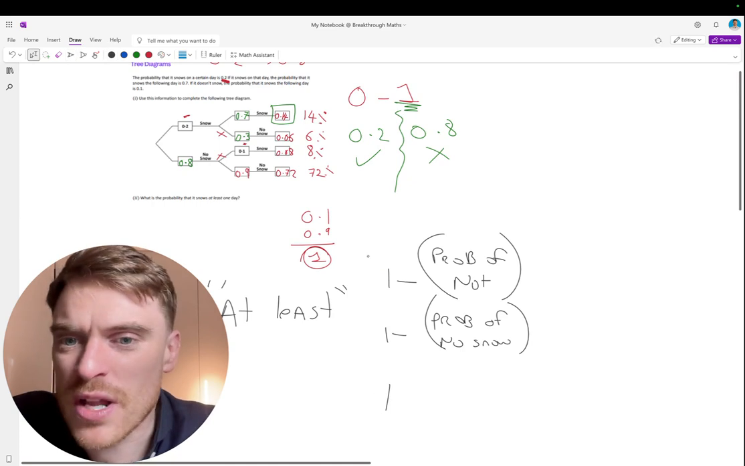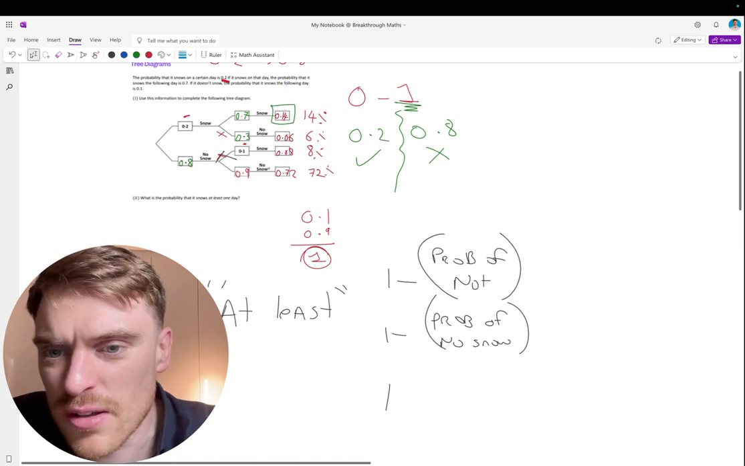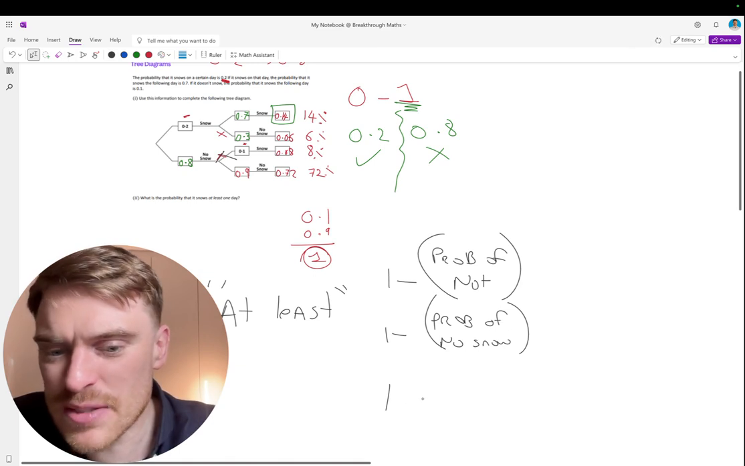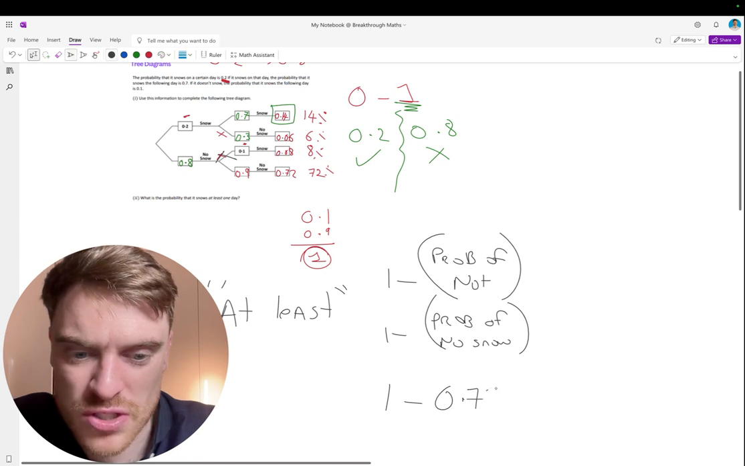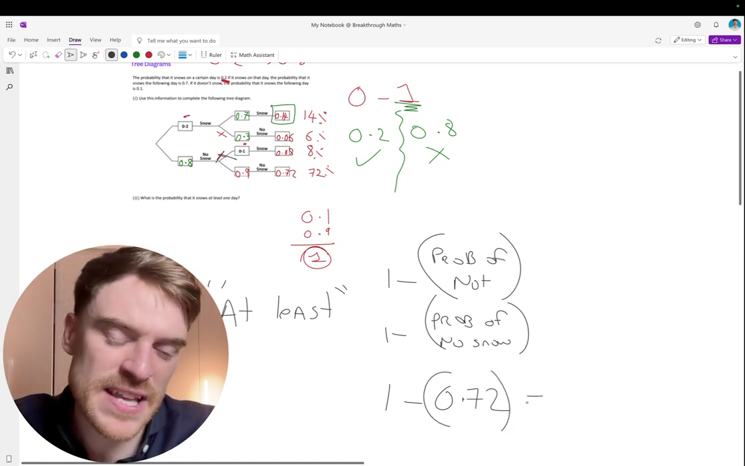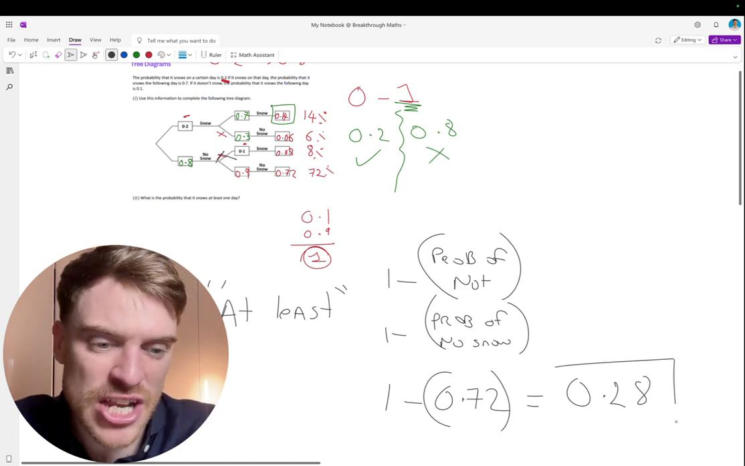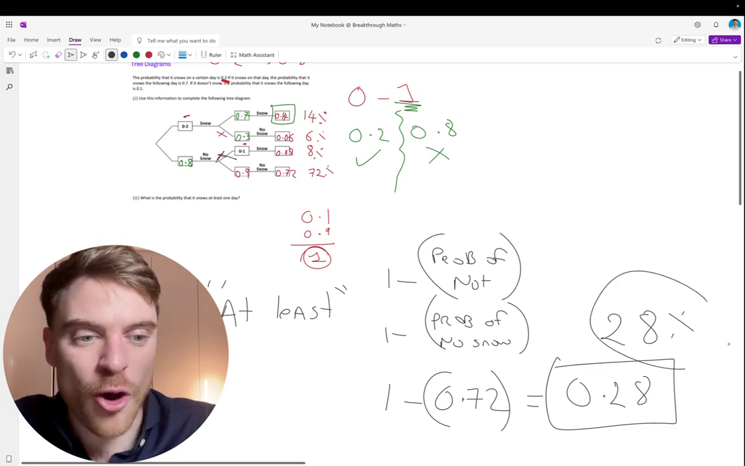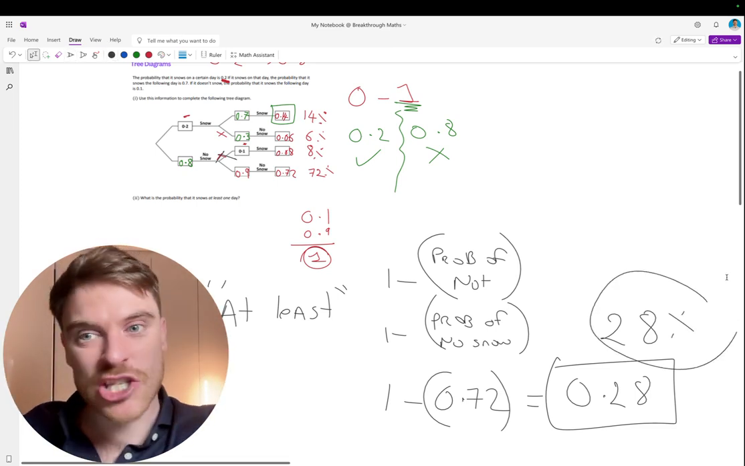So what's the probability of no snow here? No snow and no snow here. It's a 72% chance. So what is the probability it snows at least one day? 1 minus 0.72, no snow, and that gives us 0.28. There's a 28% chance it snows at least one day. I hope that makes sense. That's a great question. It explains everything about probability. If you understand that, you are flying.